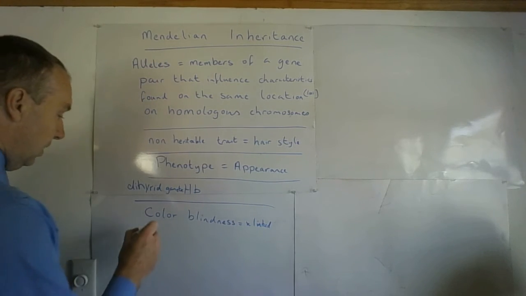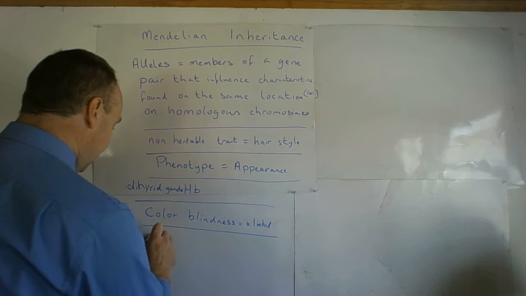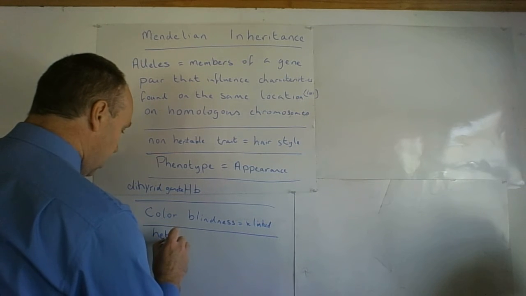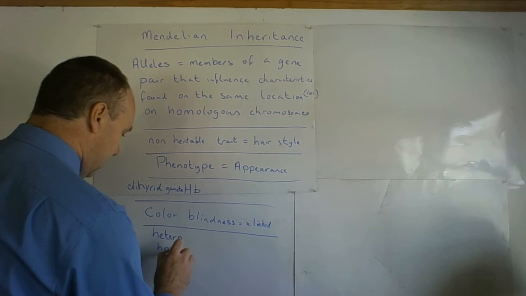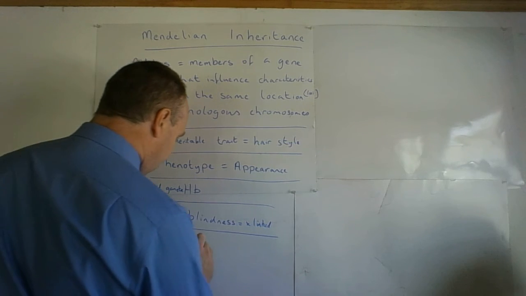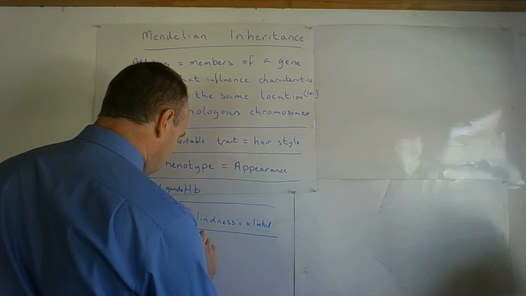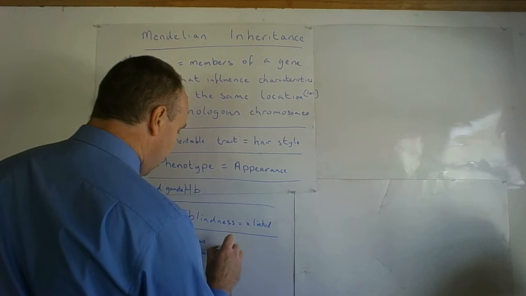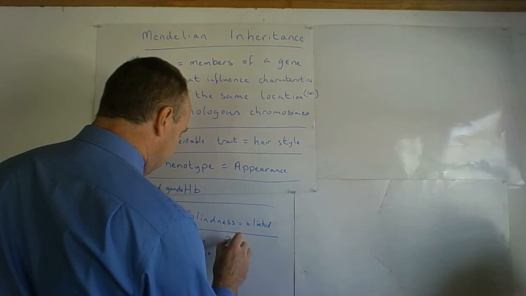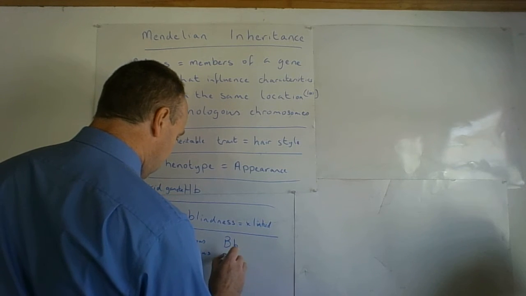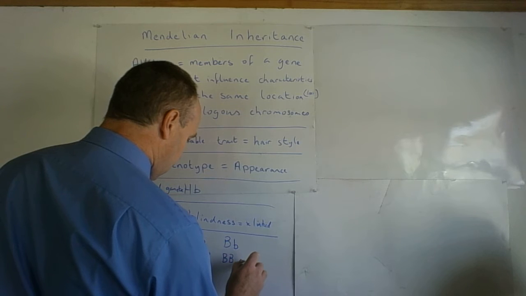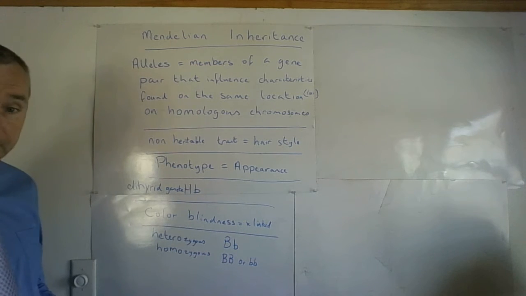We want to know what the term heterozygote and homozygote means. Hetero, different. Homo, same. So, a heterozygote. A person that's heterozygous, they'll have a set of genes that look like this. And homozygous can be or B for the same trait.